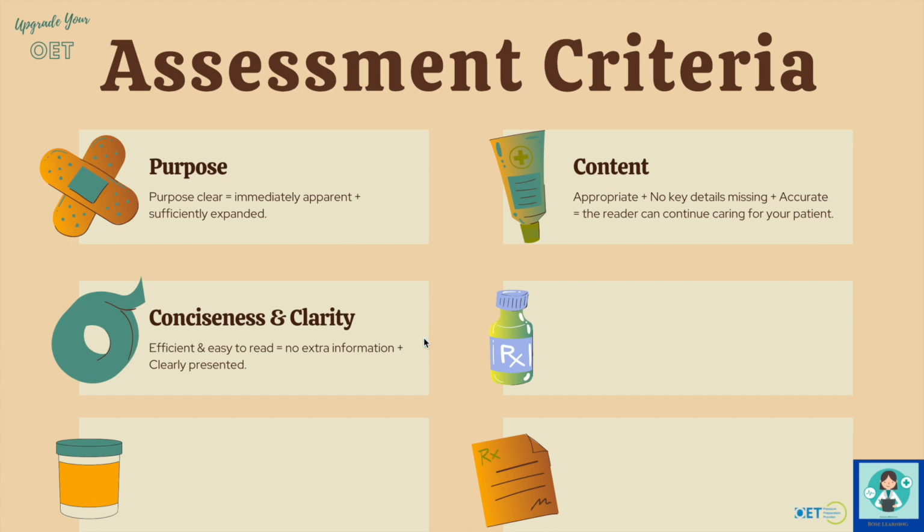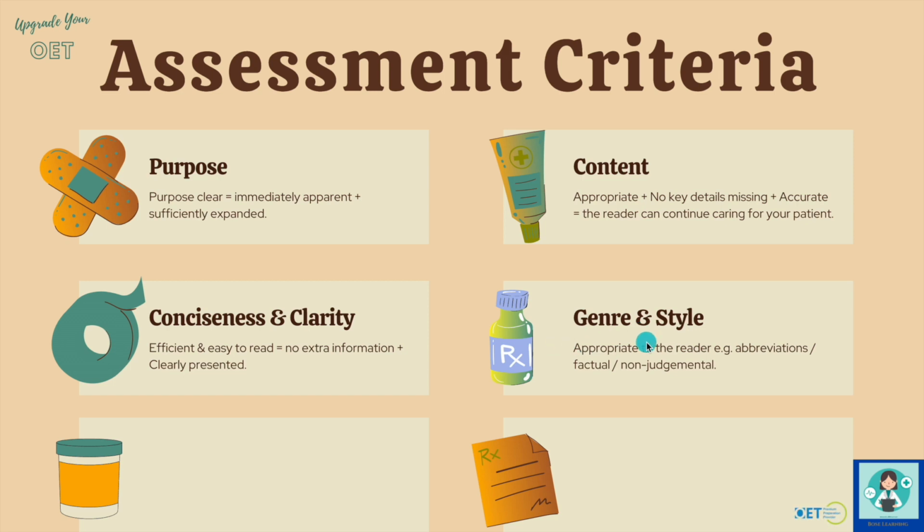The next step is conciseness and clarity. Now, we all know that as healthcare professionals, your time is precious. You don't have lots and lots of time to read waffle about the patient's 2 dogs if they're not relevant. You need to be able to read something easily, quickly, and be able to action what the request is asking of you. So that's the way you need to think and write about your letter. Be efficient, make sure it's easy to read, don't include anything extra, and make sure it's nice and clearly presented.